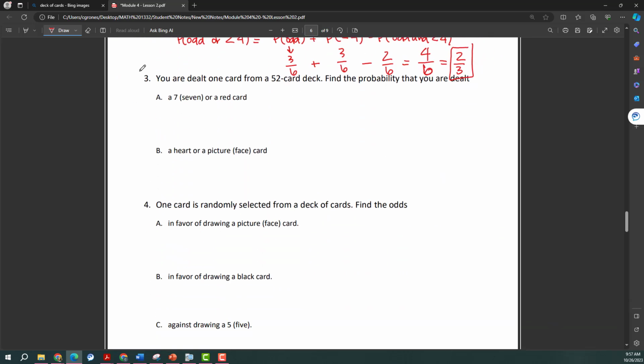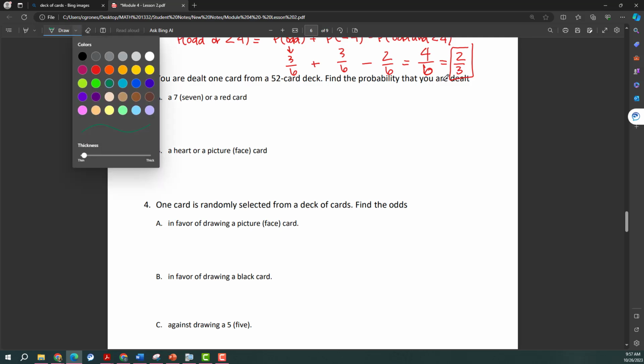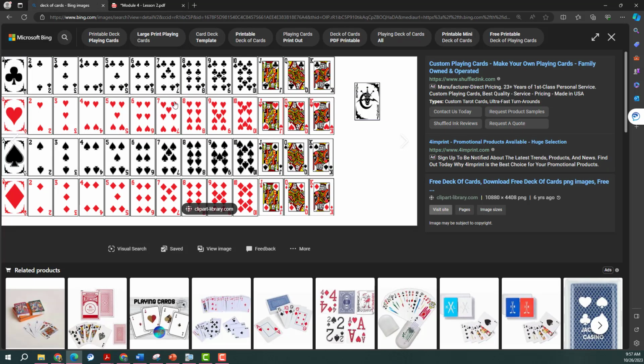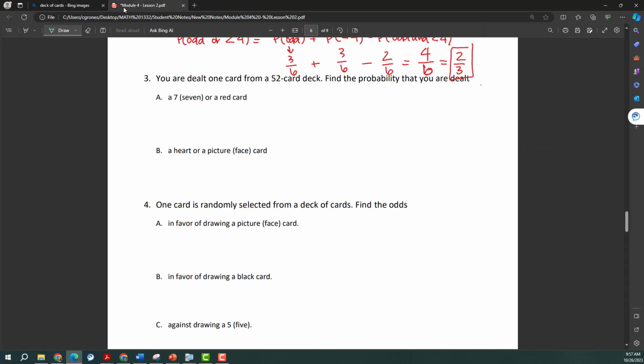All right, we are looking at a deck of cards now. You are dealt 1 card from a 52 card deck. Find the probability that you are dealt a 7 or a red card. So we're going to have to figure out if it's mutually exclusive or not mutually exclusive. Remember, mutually exclusive means the events cannot occur at the same time. So 7 or a red card, these can both occur. If we look at our deck of cards, we have 7s that are red. So these are not mutually exclusive.